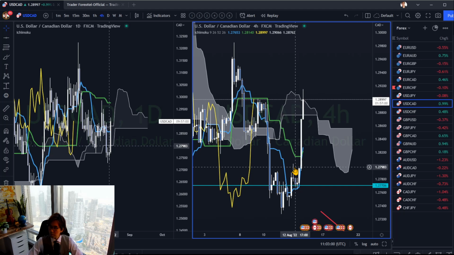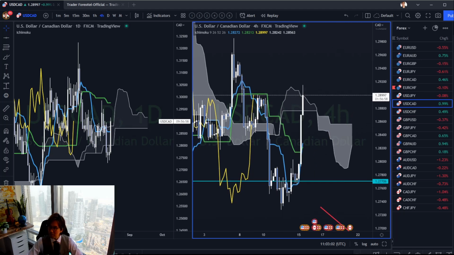So next one is USDCAD. What about this one? USDCAD, daily Kumo is flat, Senko span B, A flat, and it's completely flat, right? And 4-hour Senko span A is up, but Senko span B flat. Senko span A is retracing back, so this is not a good market to trade. So I skip.